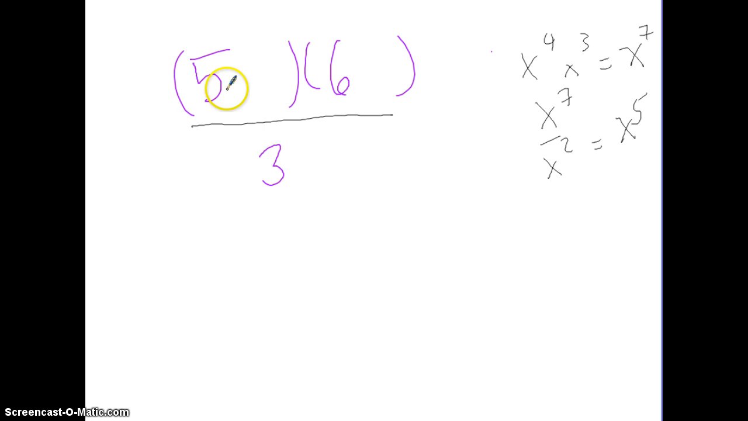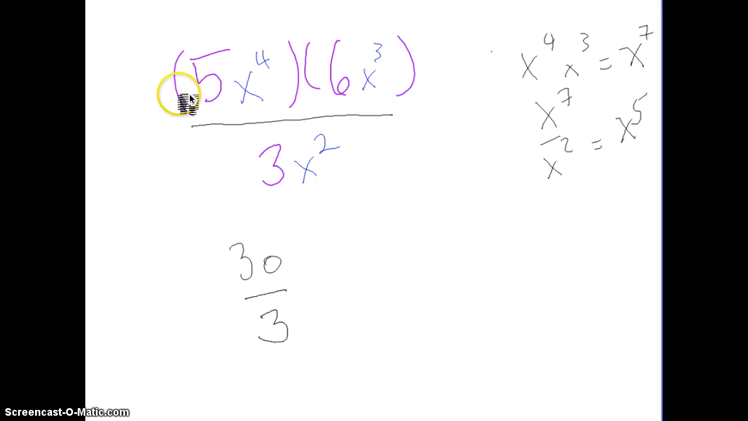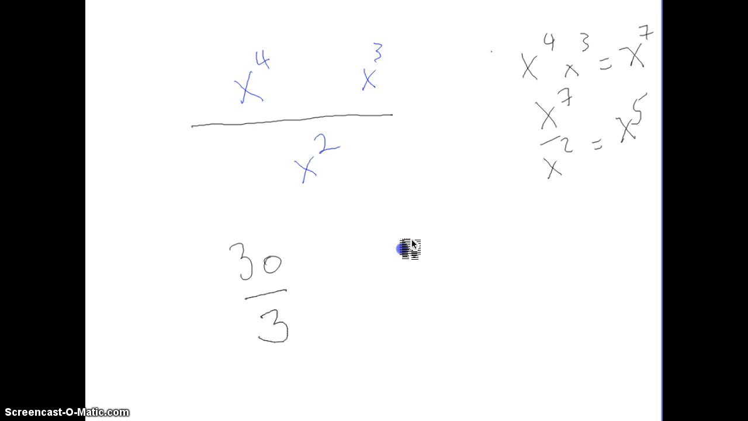And what I wind up with is 5 times 6 is 30, over 3 is 3. And that's obviously 10, but it's time to start paying attention to the x's again. And so let's bring them back and make the numbers go away this time. So suppose the numbers weren't there, but the x's were. So I got rid of the numbers, and now I'm just looking at the x's.